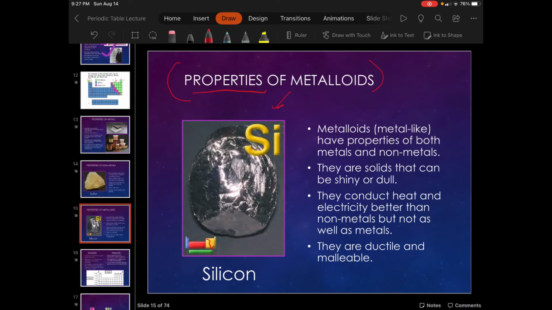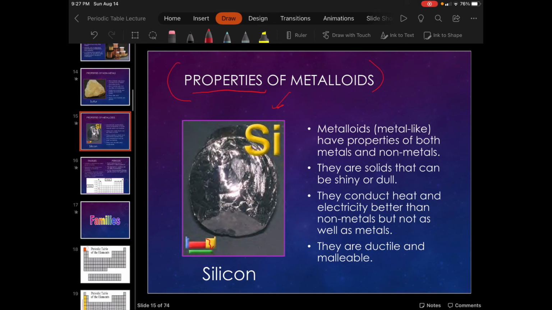These metalloids are solids. They can be shiny or dull. They conduct heat and electricity better than nonmetals, but not as well as metals. They are ductile and they are malleable. Again, they're ductile and malleable because they exhibit certain metal-like traits as well as certain nonmetal traits.